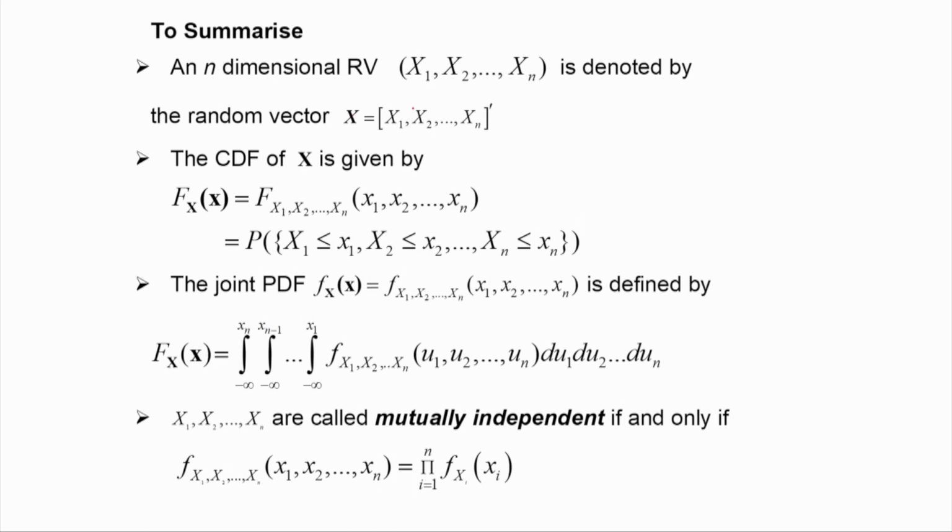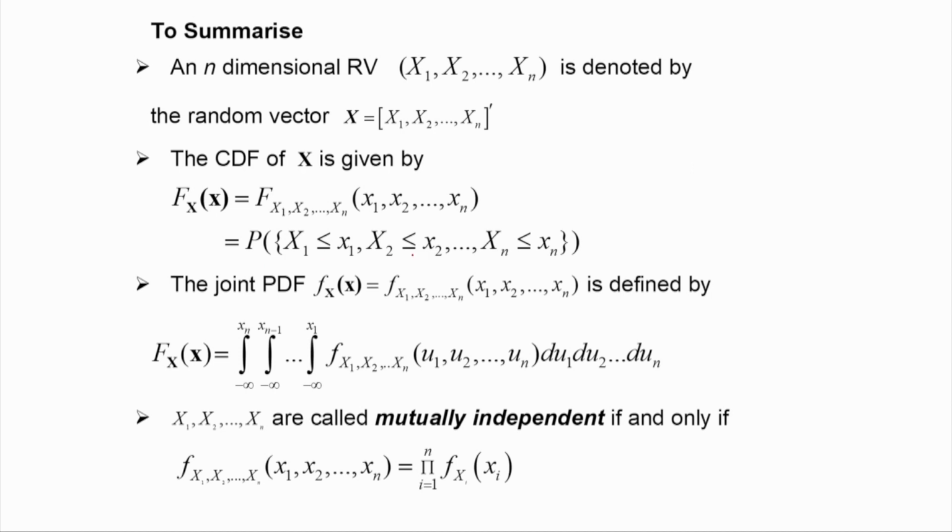An n-dimensional random variable, so it is x1, x2 up to xn, that is the ordered pair, is denoted by the random vector x, that is we can write it as a row vector transpose. Now, these n random variables can be characterized by the joint CDF that we denote by Fx at point small x. So, this is actually the joint CDF of x1, x2 up to xn at point x1, x2 up to xn.